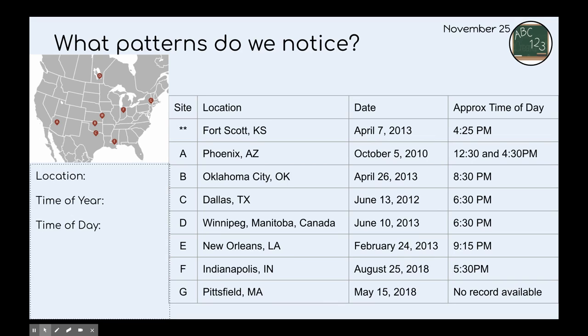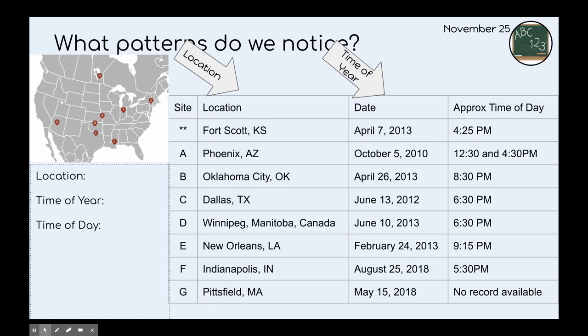For example, let's take a look at this information. This shows a map of where the different hailstorms occurred. This location lists them out more specifically. Then we get the date and the time. What pattern do you notice about the location? Is there a specific pattern? Is there a place that it tends to occur?